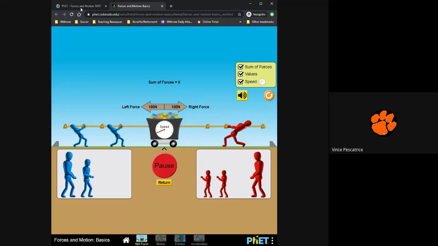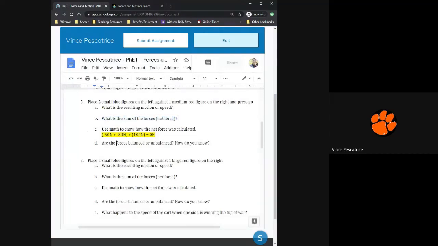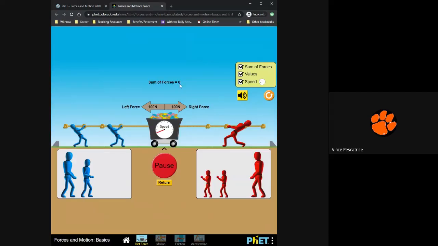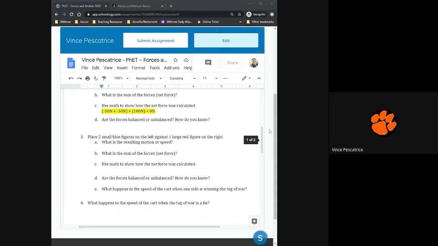All right, so for D, are the forces balanced? You can see that right here. Think of this like a scale. You have 100 force on the left, and you have 100 force on the right. Say they were pounds. If you put 100 pounds on the left of the scale and 100 pounds on the right, there we go. Let's get on to number 3.